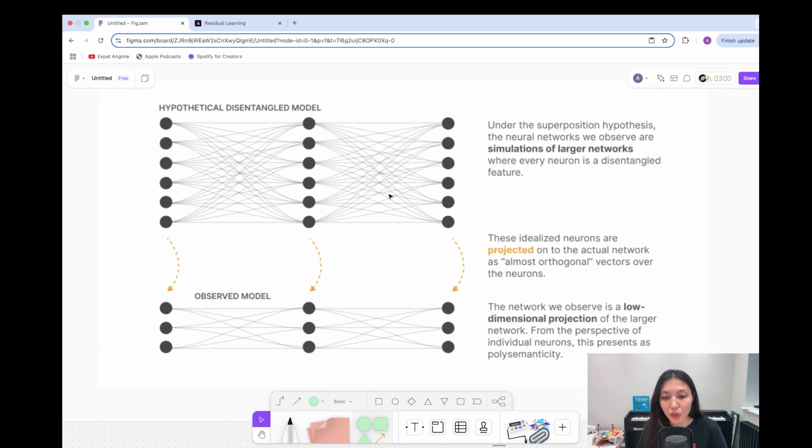This is another very good demonstration of what happens in superposition. So again, the model wants to simulate a larger network, where every neuron corresponds to a separate feature. And these idealized neurons are projected onto the actual network as almost orthogonal vectors over the neurons. And the network that we observe is a low-dimensional projection of the larger network. And from the perspective of individual neurons, this presents as polysemanticity.